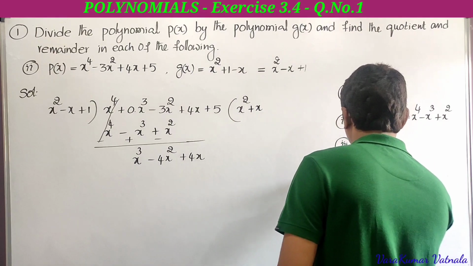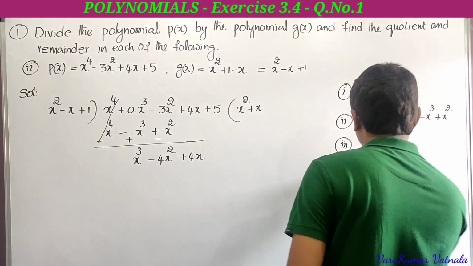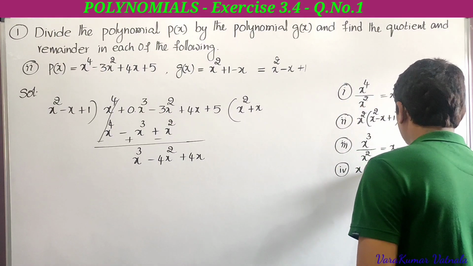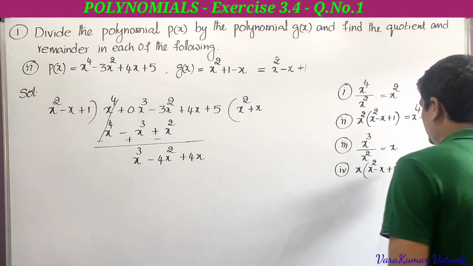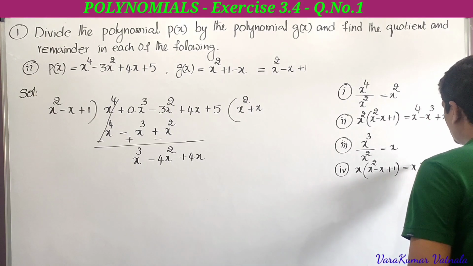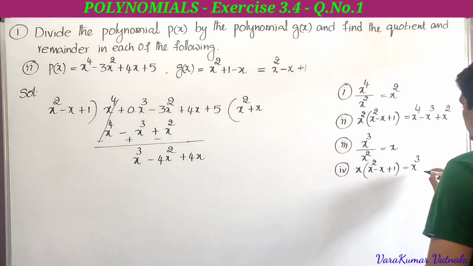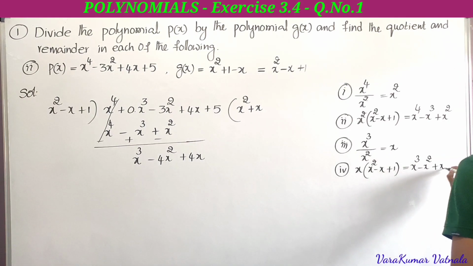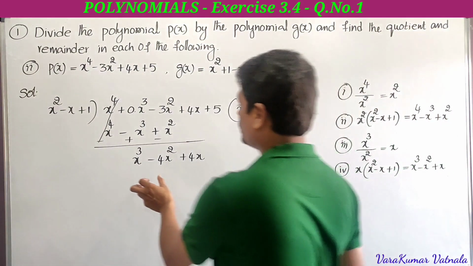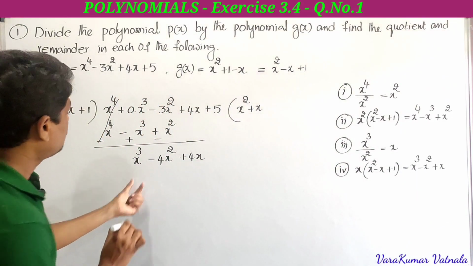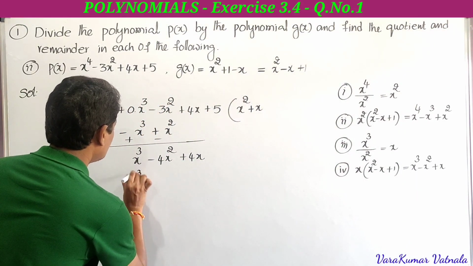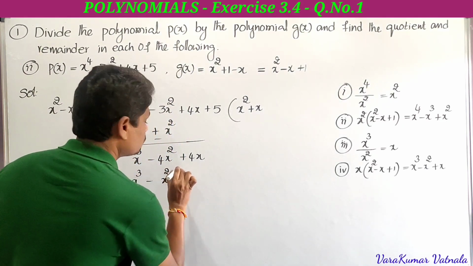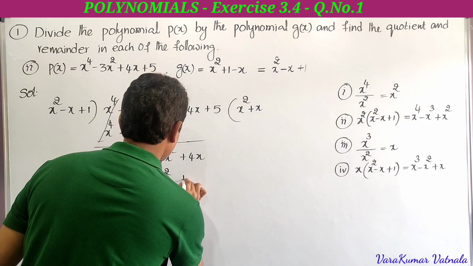So in the fourth step, multiply the divisor with x: x into x square minus x plus 1. So x into x square, we get x cube; x into minus x square; x into plus 1, plus x. Now write below the terms of the dividend: x cube below the x cube term, minus x square below minus x square, and plus x below plus x.